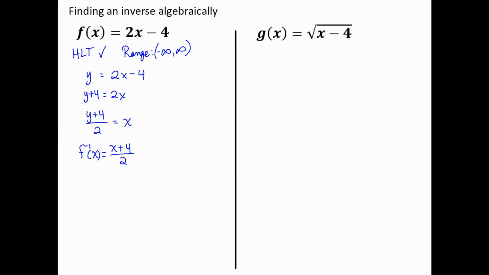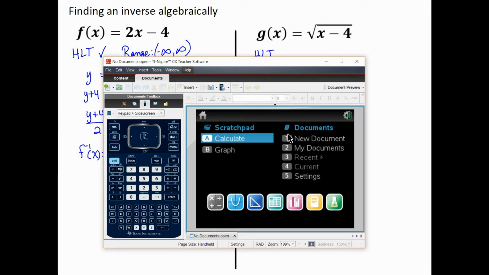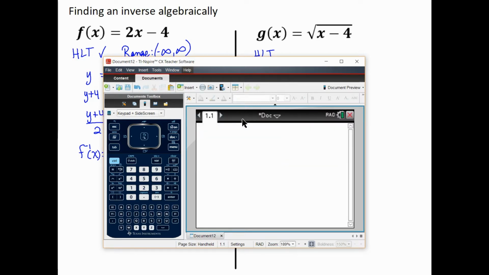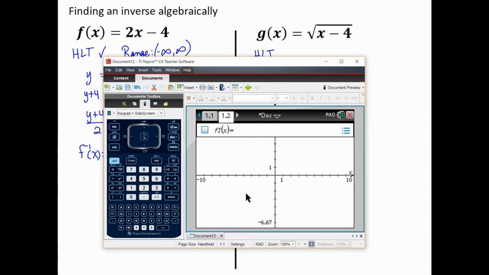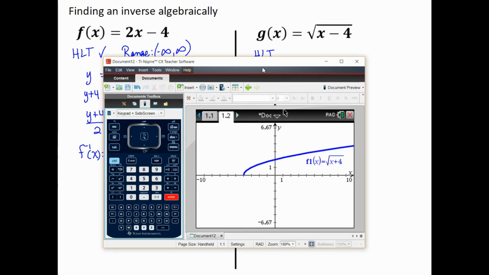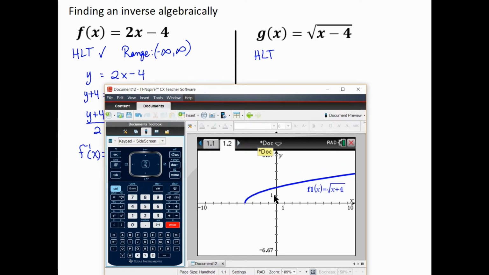Now on to g of x. Again, we're going to work this the same way. So we need to figure out, does this pass the horizontal line test? So let's see. We're just going to go and graph it so that we can get some of the information that we need. So new document. Nope, that's not what I wanted to add. I wanted to add a graph. And we are going to have the square root of x plus 4. There it is.